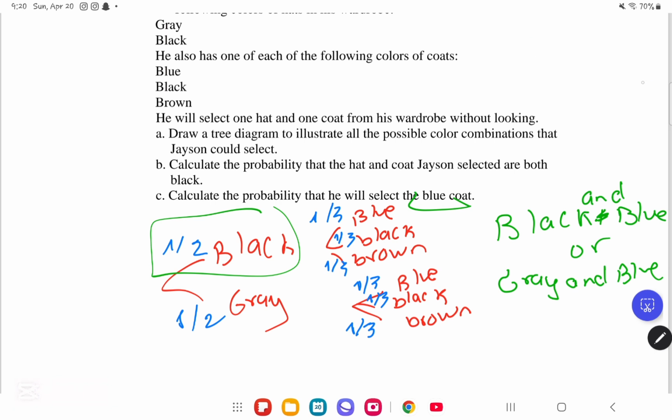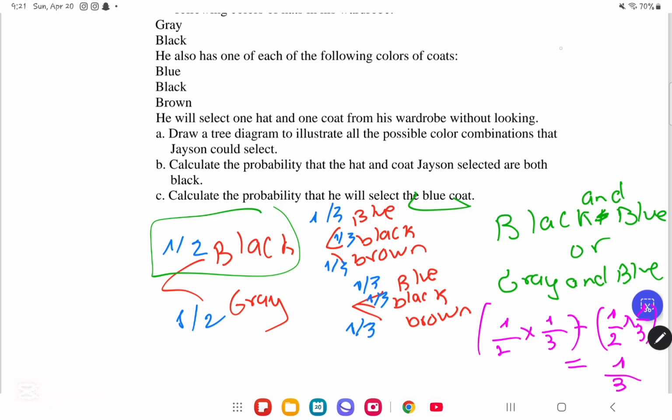Okay, now let us see what happens. The probability of getting black is 1 over 2. And in math means times, the blue probability is 1 over 3. Or in math means plus, the probability of gray is 1 over 2. And in math means times, the probability of blue is 1 over 3. So it is 1 over 2 times 1 over 3 plus 1 over 2 times 1 over 3. You put it on the calculator and you will get your answer, which is 1 over 3.